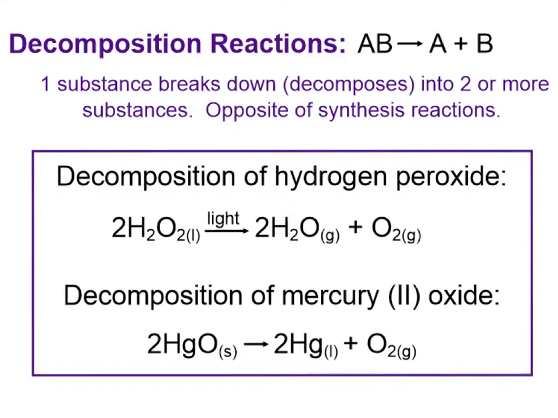Now we can have something that is the opposite of synthesis, where we have decomposition. We have this more complex substance breaking down into its constituent components, or decomposing. It's the very opposite of synthesis, and here are some examples. The decomposition of hydrogen peroxide in the presence of light produces water and oxygen. That's why your hydrogen peroxide comes in a very dark bottle, because when it's exposed to light, this process of breaking down into water and oxygen occurs faster.